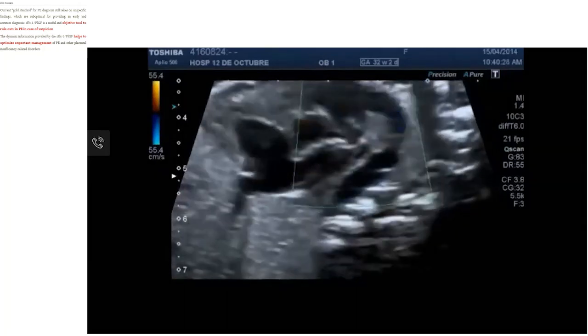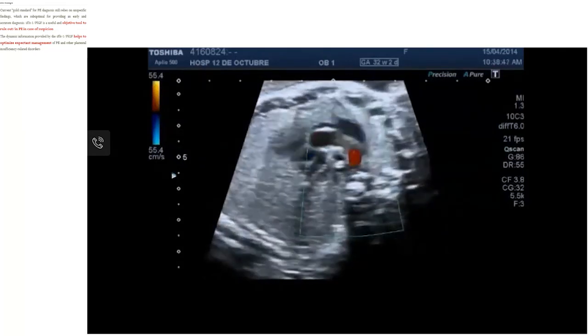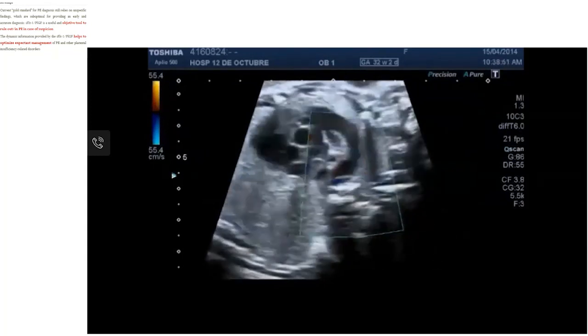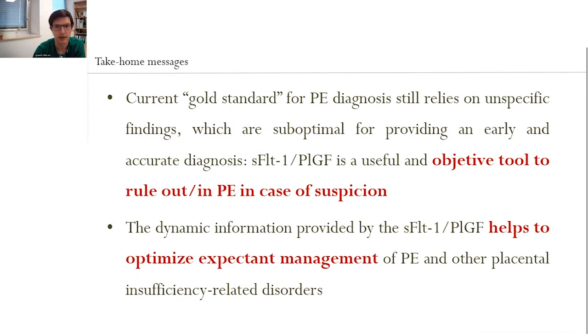So, my take-home messages when the video stops. The current gold standard for preeclampsia diagnosis still relies on a specific finding. The sFlt-1/PlGF ratio is a useful and objective tool to rule out or rule in preeclampsia in case of suspicion, and the dynamic information provided by the ratio helps to optimize expectant management of preeclampsia and other placental insufficiency-related disorders. Thank you very much.